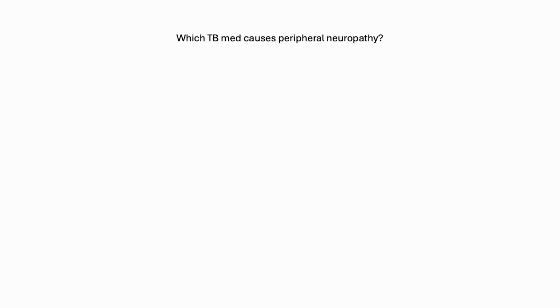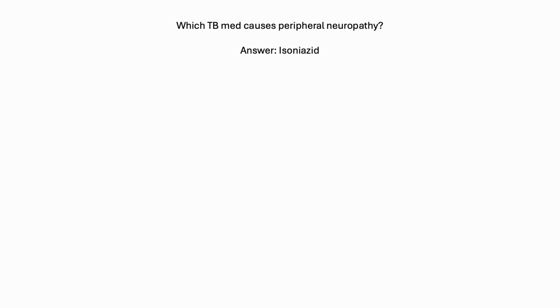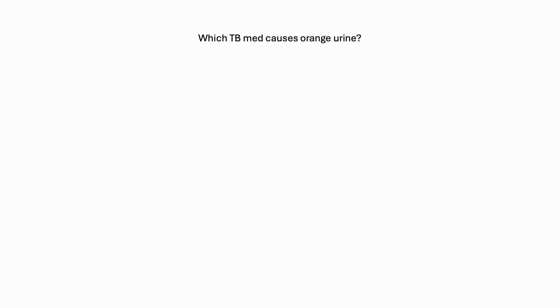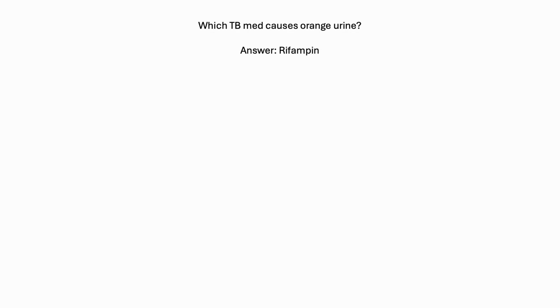Which TB medication causes peripheral neuropathy? So this is going to be your isoniazid. I think about little eyes on your fingers and your toes, and that's going to cause peripheral neuropathy. Which TB med can cause orange urine? It's going to be rifampin.